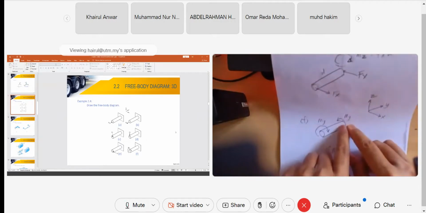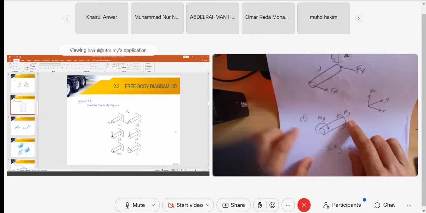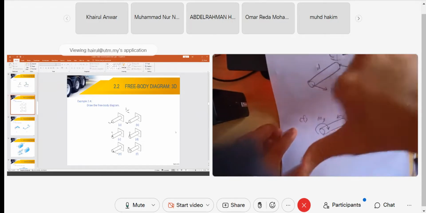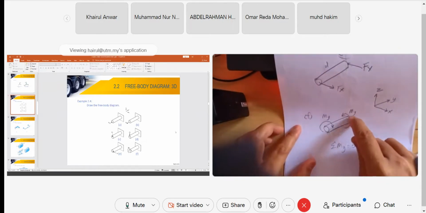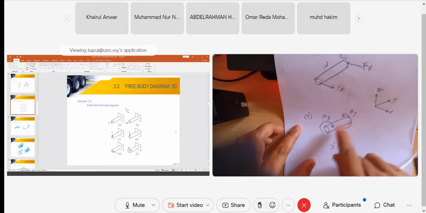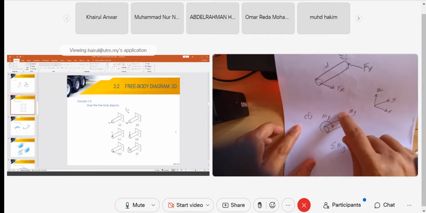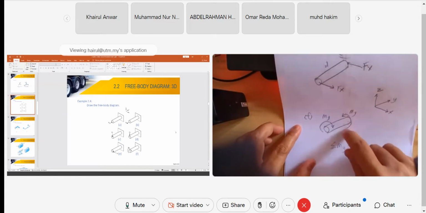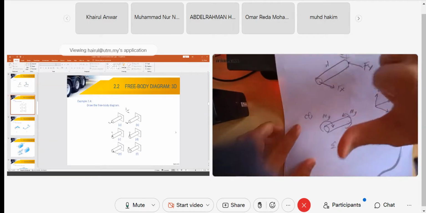At the right end, it must be balanced. The direction of your moment must go to negative moment. So it's supposed to be like this. That's why your direction is like that. From here, we call it clockwise and counterclockwise. It should be like this.